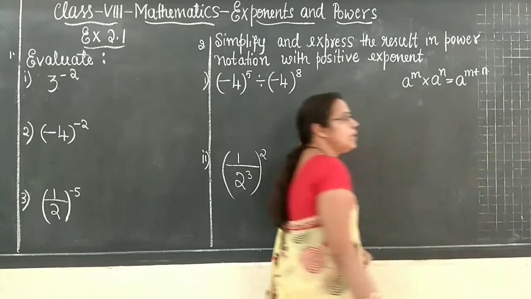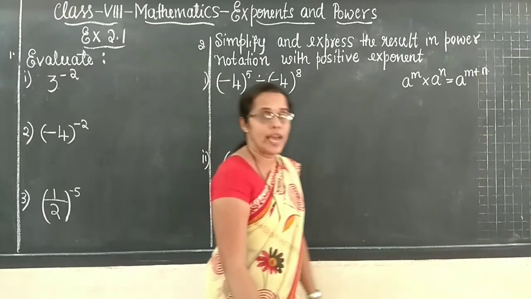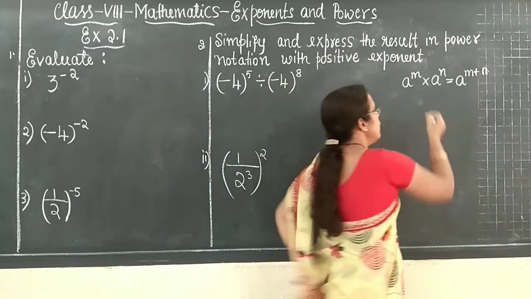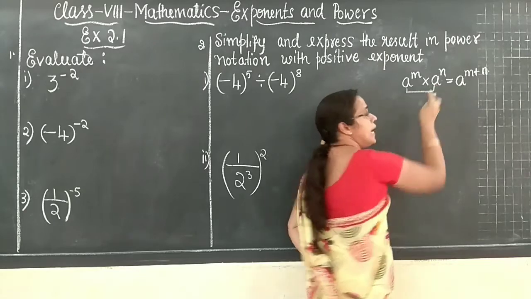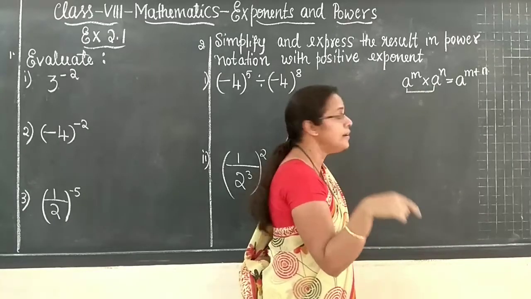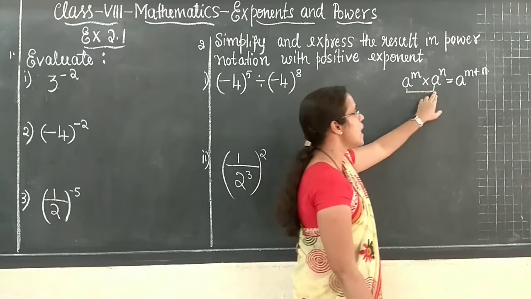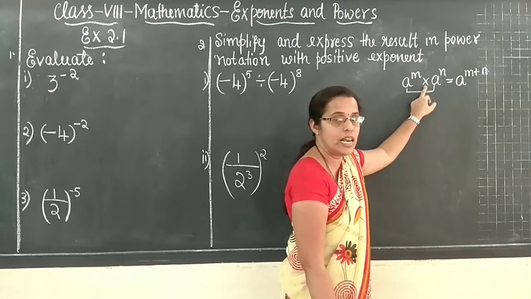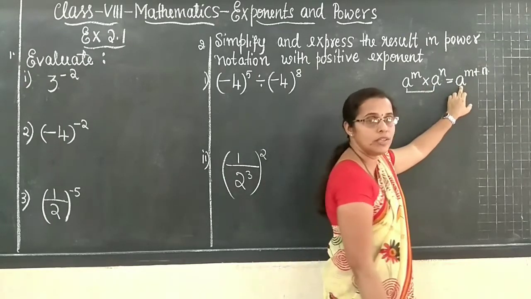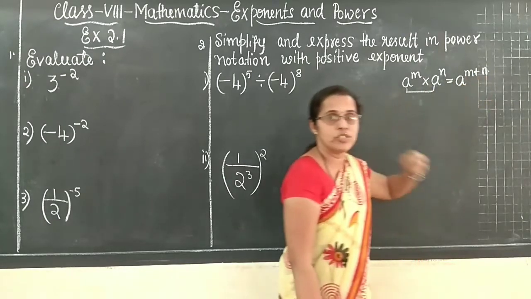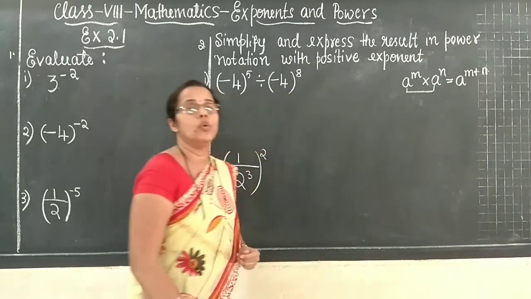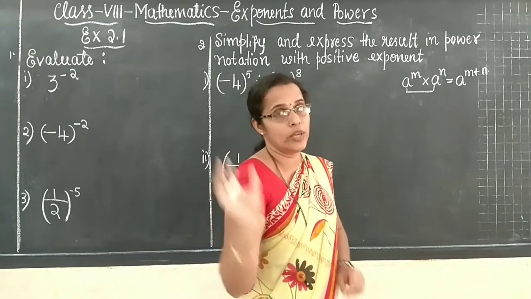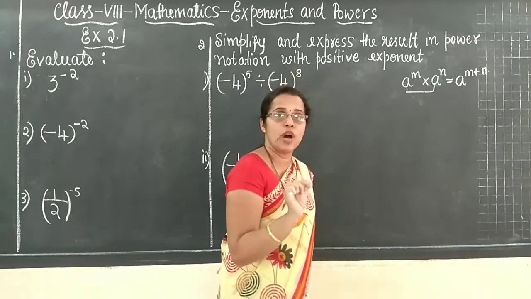Say everybody, a to the power m into a to the power n is equal to a to the power m plus n. See children, when the bases are same, a and a is the base, right? m and n are the powers. So when the bases are same, powers are different, multiplication is there in the middle, then you have to write the base once and the power you have to add. Okay, when the bases are same, powers you have to add.